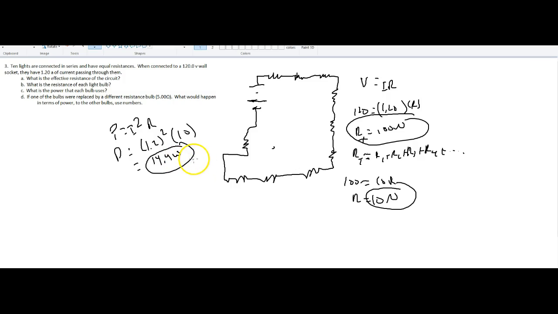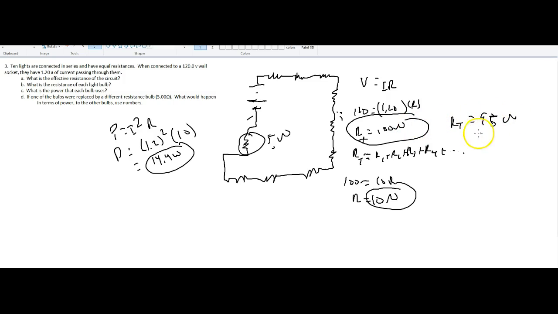D, if one of the bulbs is replaced with a different bulb, say 5 ohms, what would happen in terms of power to the other bulbs? Use numbers. Okay, so I'm going to take out one of these bulbs and replace it with a 5 ohm bulb. When I do that, the total resistance now becomes 95 ohms.